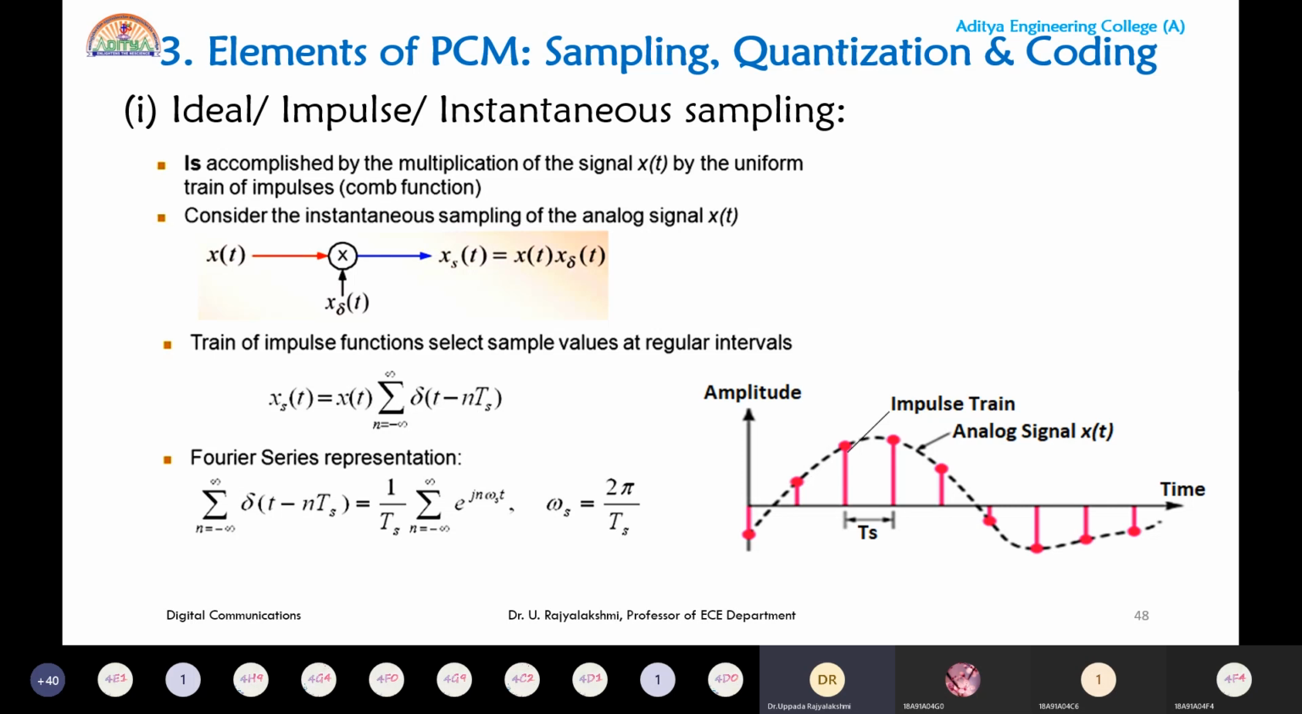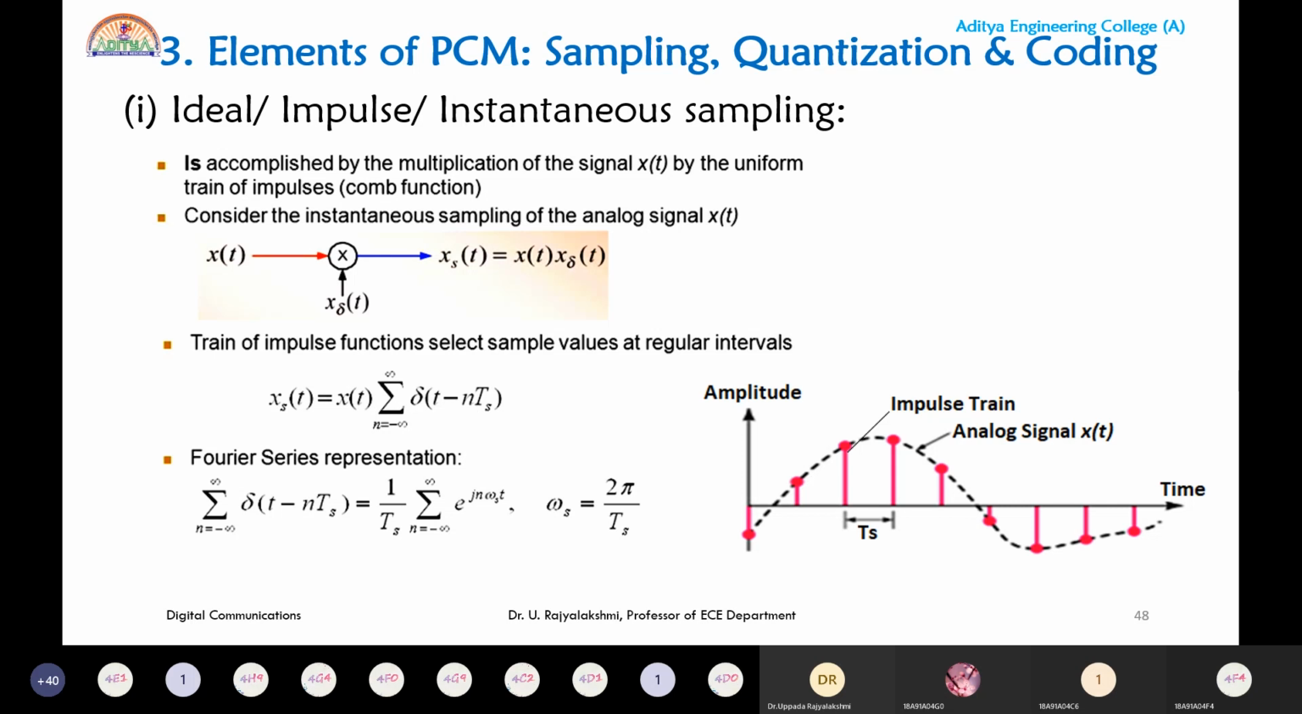That is, only at 0, ts, 2 ts, 3 ts, 4 ts, like that, the output occurs only at instantaneous levels, because an impulse occurs at one particular instant. An impulse will occur only at a particular instant. It won't occur for a longer duration. It occurs at a particular instant point or particular interval. That's why it is also called instantaneous sampling.